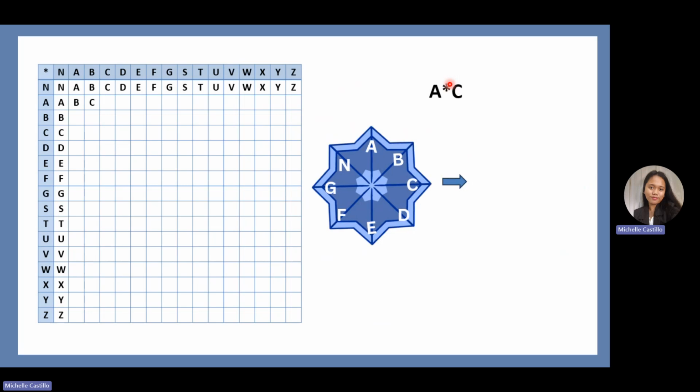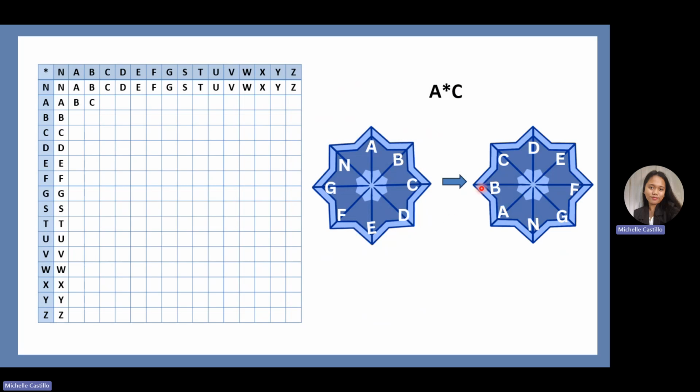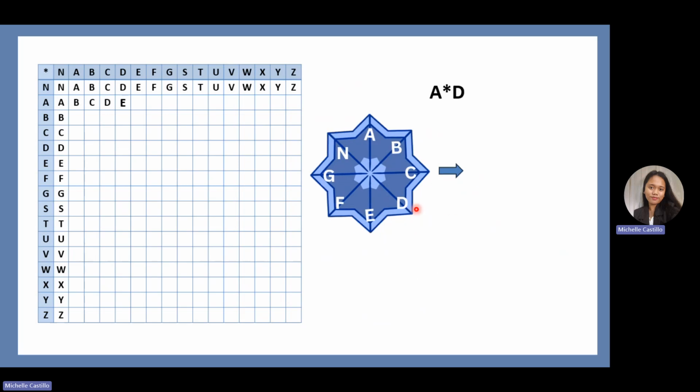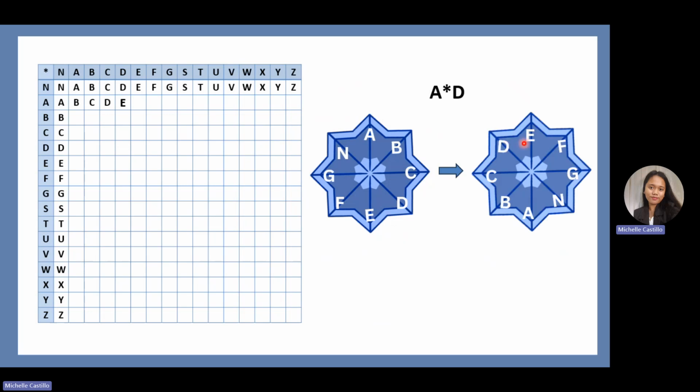Then next, we have A star C. So when we rotate this model 135 degrees counterclockwise, the outcome will be D. Then next we have A star D. So when we rotate this model 180 degrees counterclockwise, we will get an answer of E. So A star D is equal to E.